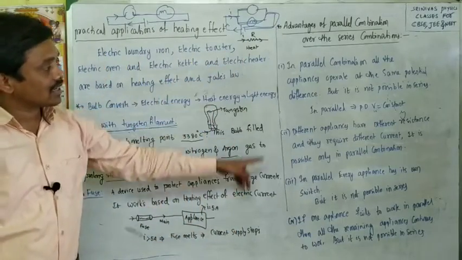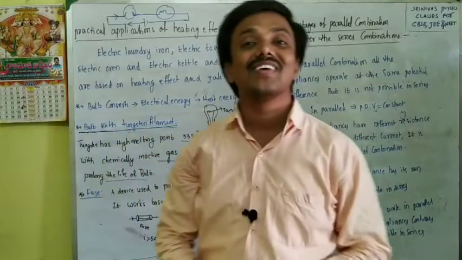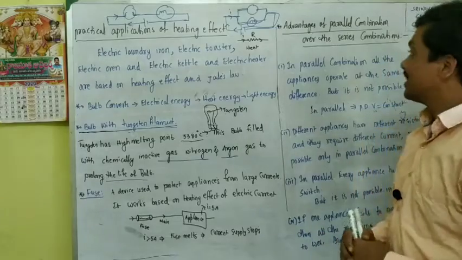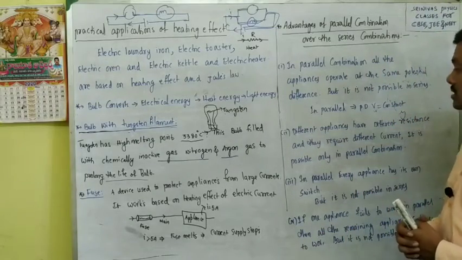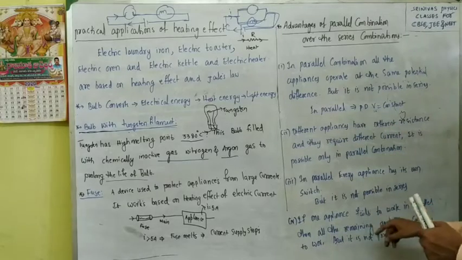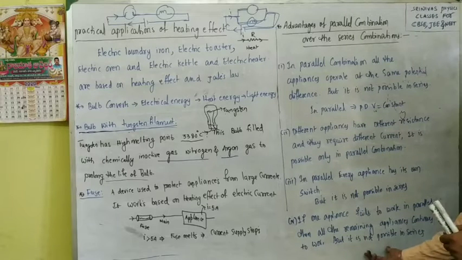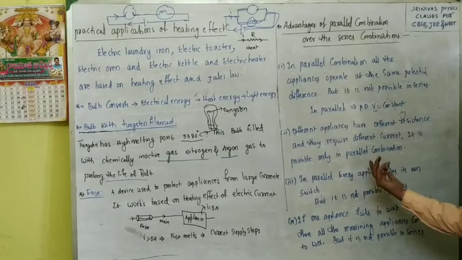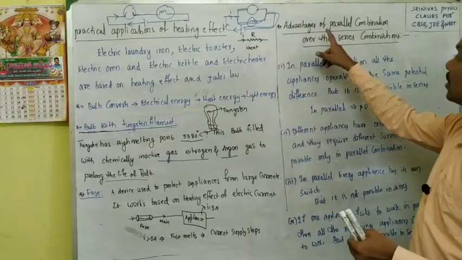And these are the advantages. Now the disadvantages. What are the disadvantages of the series combination over the parallel combination? In the series combination, potential divides. In the series combination, the same current passes. Right? We can write the reverse for this. In the series combination, we cannot provide different switches for the different appliances. If one of the appliances fails, then all the other appliances will not work. These are the disadvantages of the series combination over the parallel combination.